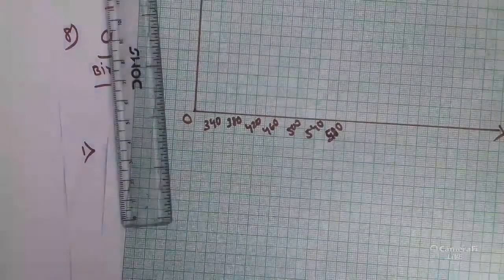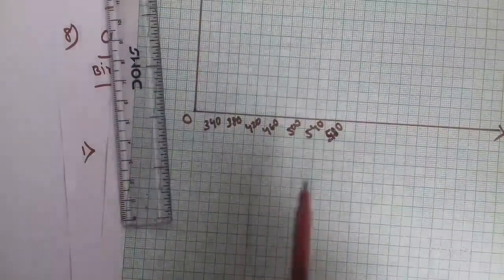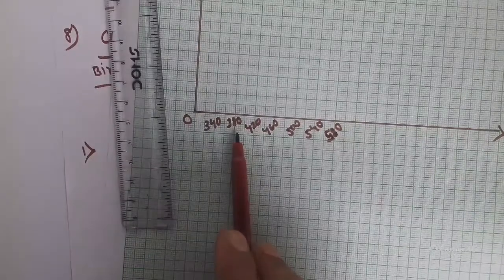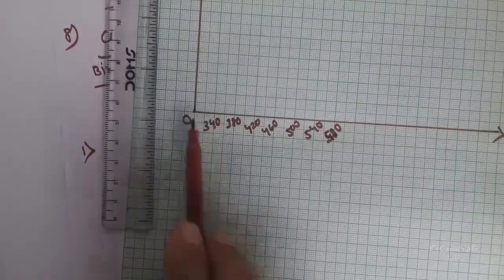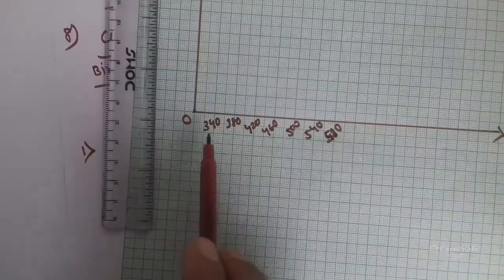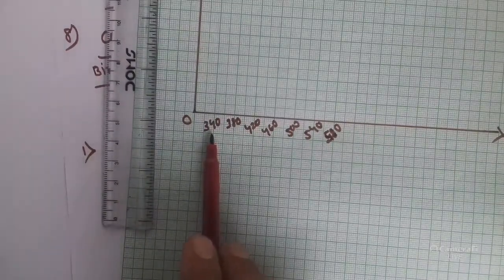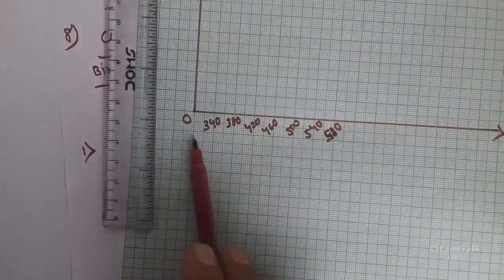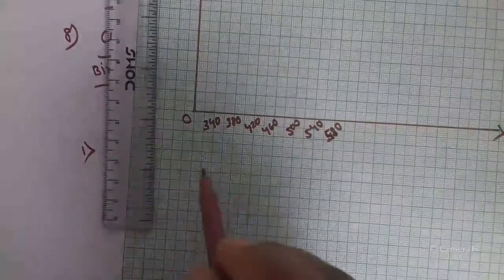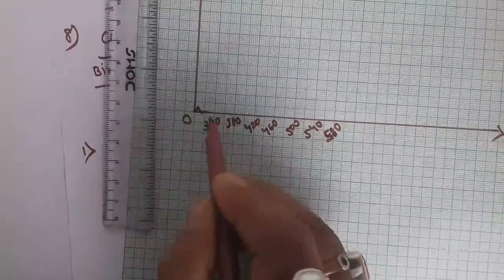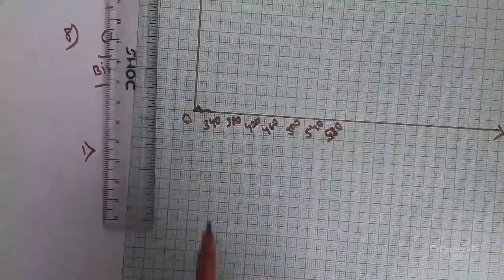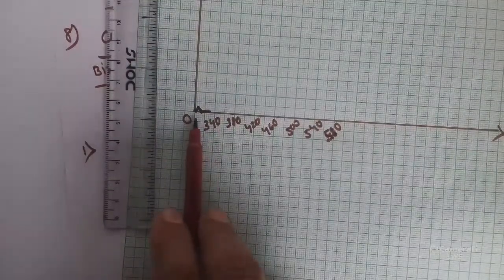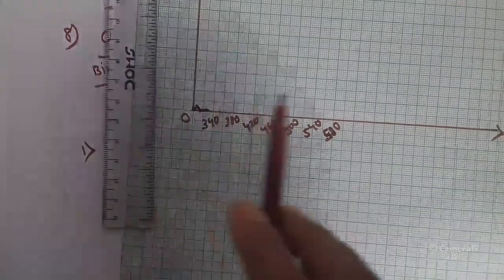Now students, you can see that in the scale taken, each scale has difference 40. So here the first box should be 0 to 40, but I have taken directly 340. That means in between 0 to 340 there are so many values, so many numbers. So that's why we have to take one zigzag line here. This is the symbol that the numbers which are not taken are in this zigzag line.